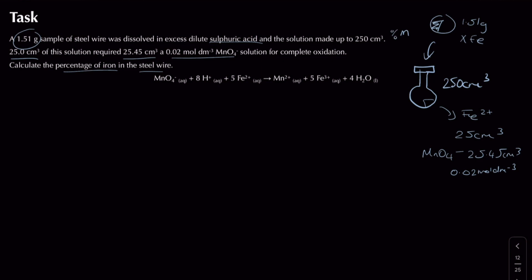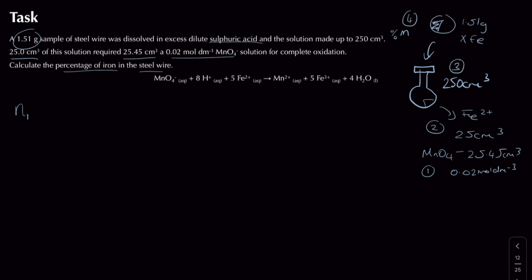So we're going to do this in a bunch of different steps, starting off with the first one, which is to find the number of moles of manganate, the number of moles then of iron 2+ in 25 cm³, of iron 2+ in 250 cm³. We need to find the mass of iron, and then hence the percentage by mass of iron as well.